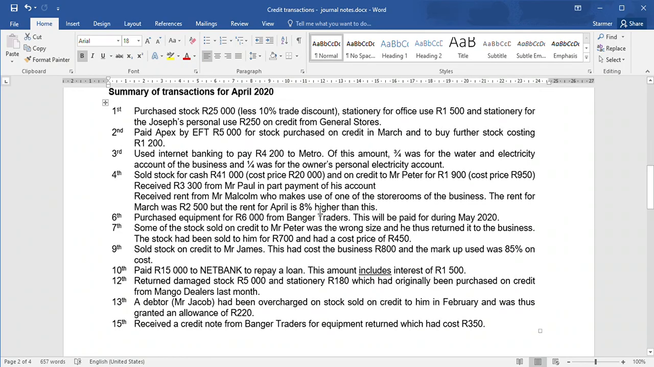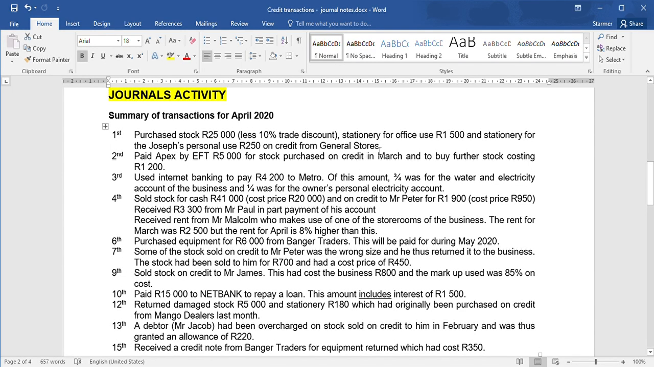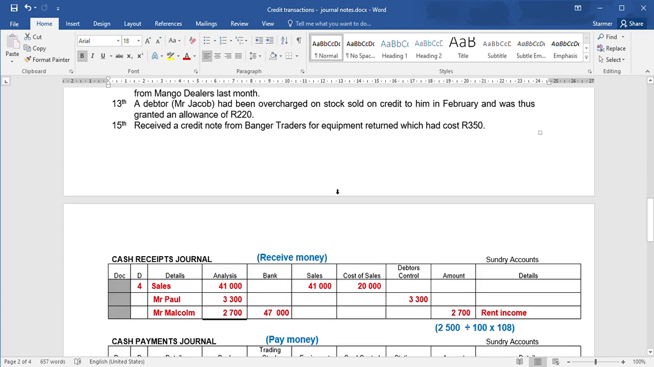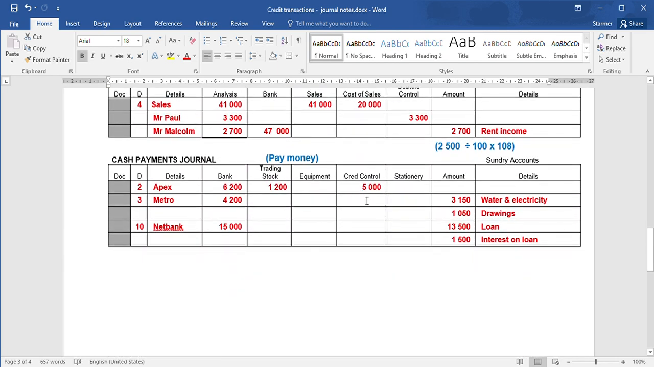Right, moving on. Paid Apex by EFT 5,000 Rand for stock purchase on credit in March and to buy further stock. We are now in April. If we bought that stock on credit in March, we are now paying that back. Both of these involve spending money, so you're going to record in your cash payments journal. The stock that we purchased last month that we're paying back gets recorded in the creditors control account. The further stock that we're buying is trading stock, and you made one EFT payment for the total, which is 6,200.